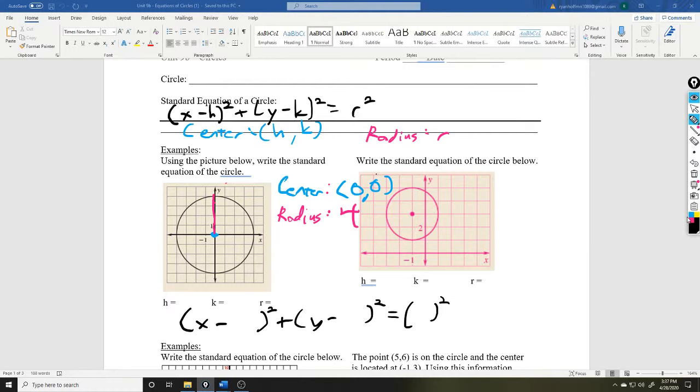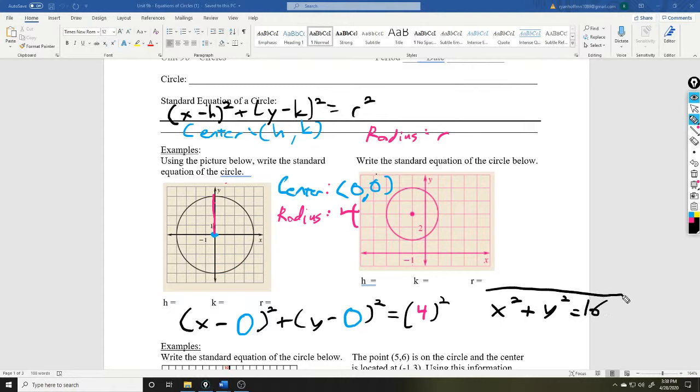X minus, our x-coordinate of the center is 0. And hopefully you should be able to keep track of it. The x-coordinate goes with x, the y-coordinate goes with y. And then our radius is 4. So 4 goes here. Well, that means that it's going to get a lot simpler because x minus 0 is just x squared. Plus y minus 0, that's just y squared. Equals 4 squared, that's 4 times 4 is 16.